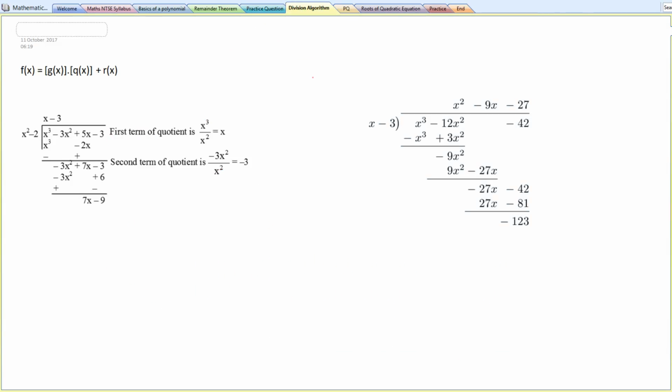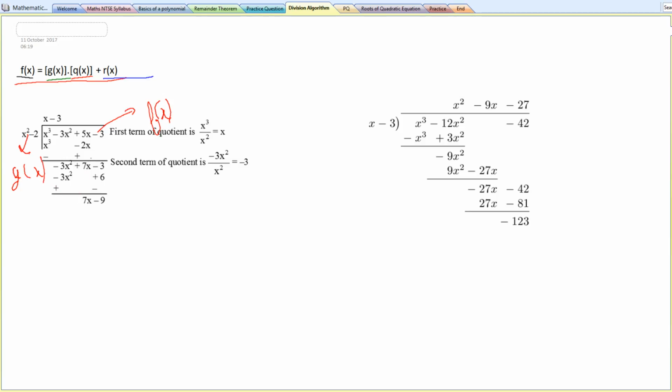Let's see what the division algorithm was all about. What the division algorithm tells me is that if there is a function f(x) and I divide it by g(x), I get the quotient q(x) and my remainder r(x). So for a sample, let's say I have to divide x cube minus 3x square plus 5x minus 3, which will be my f(x).